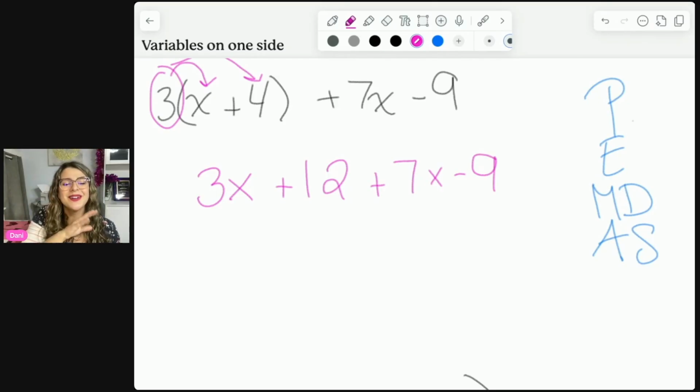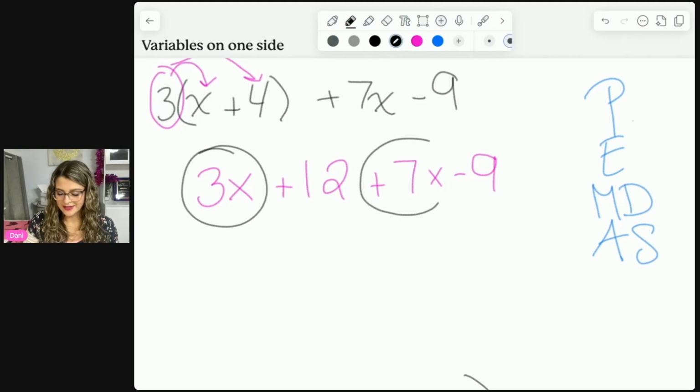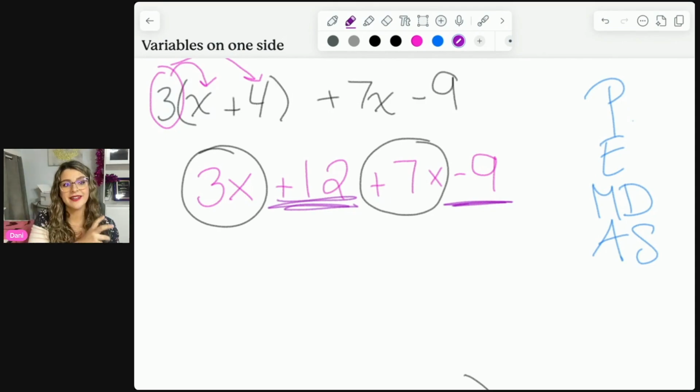Okay, so now we have to look for like terms. So we have 3x and positive 7x. Again, I always circle the symbol out in front. And then we also have this positive 12 and this minus 9. So I always like to write my term with the variable first, just how I roll.